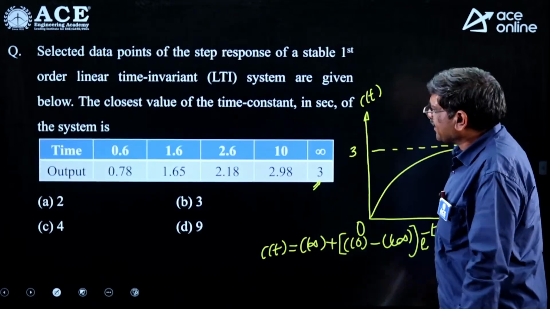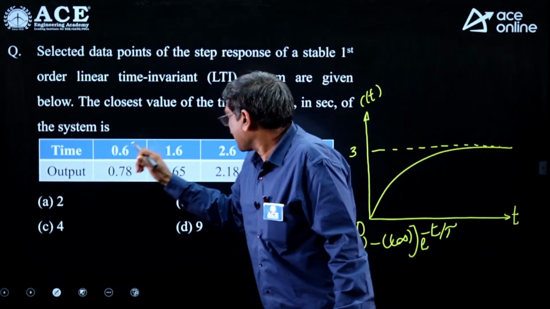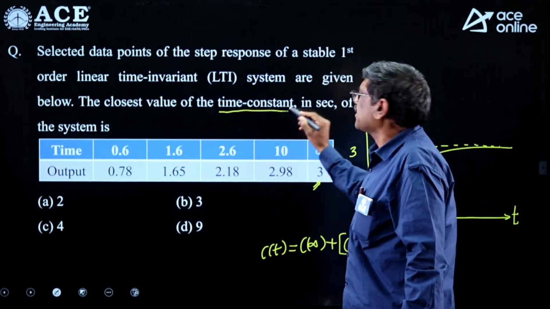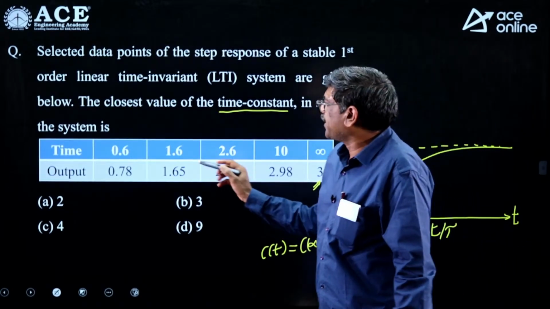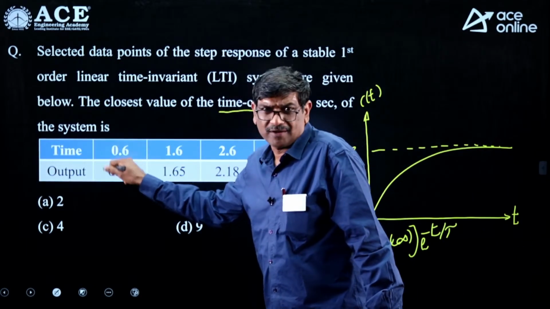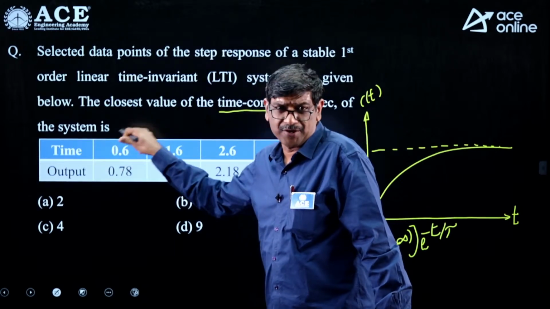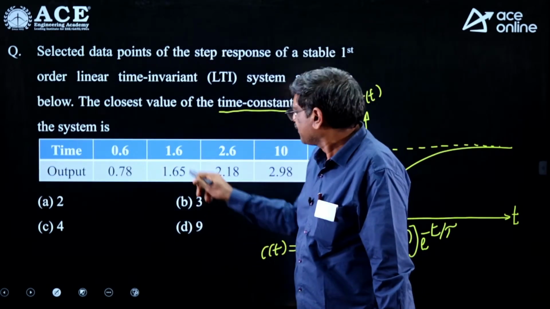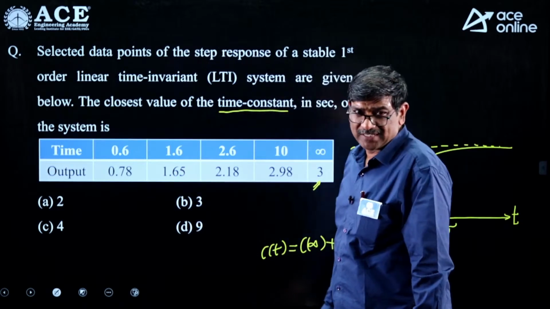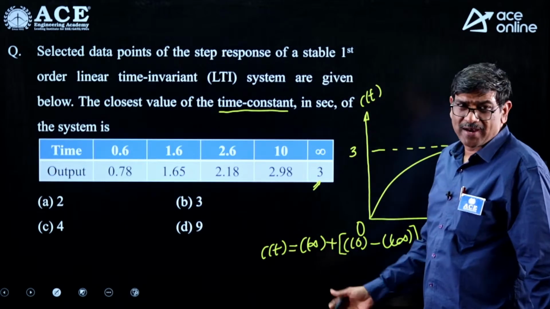So what they are asking, we have to find the what? Time constant. You have to find the time constant of the system. So you can use the data output, and at that output, whatever the time is, you can use it and find the time constant. Anything, either 0.6, 0.78 or 1.6, at 1.65, anything we can substitute, we can get the time constant.